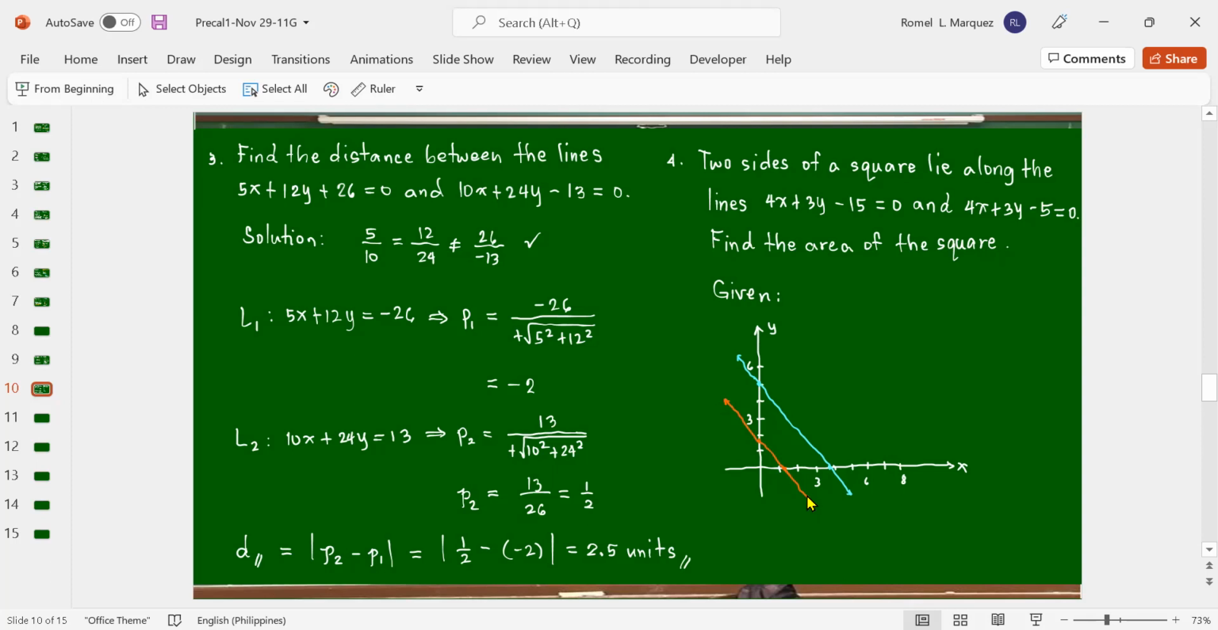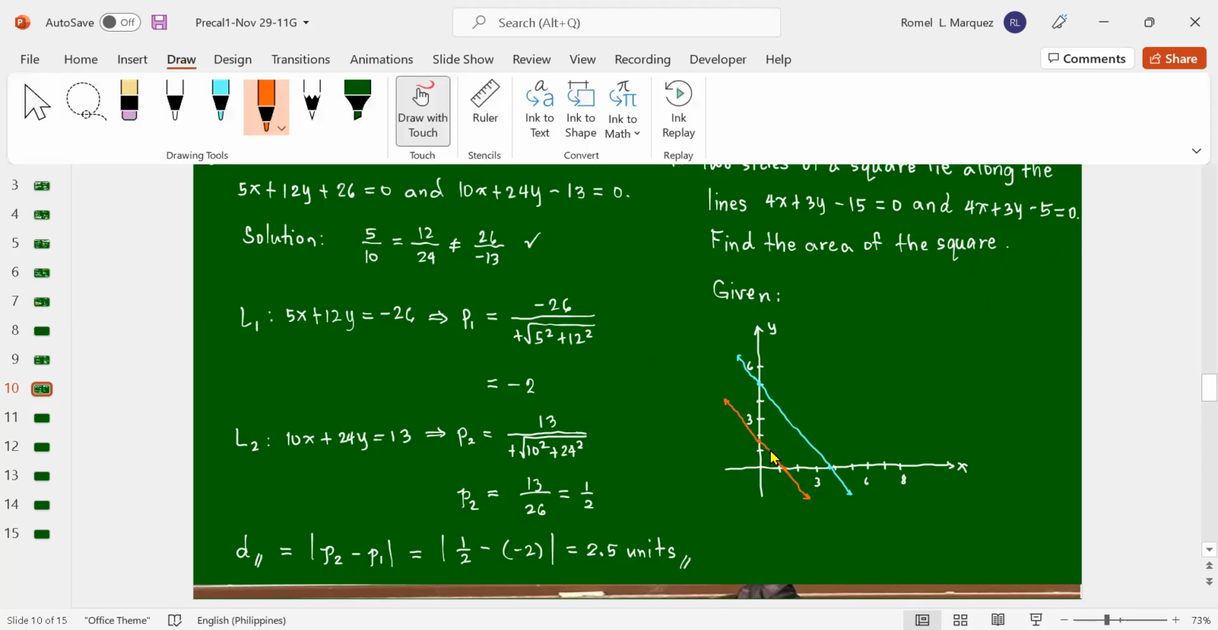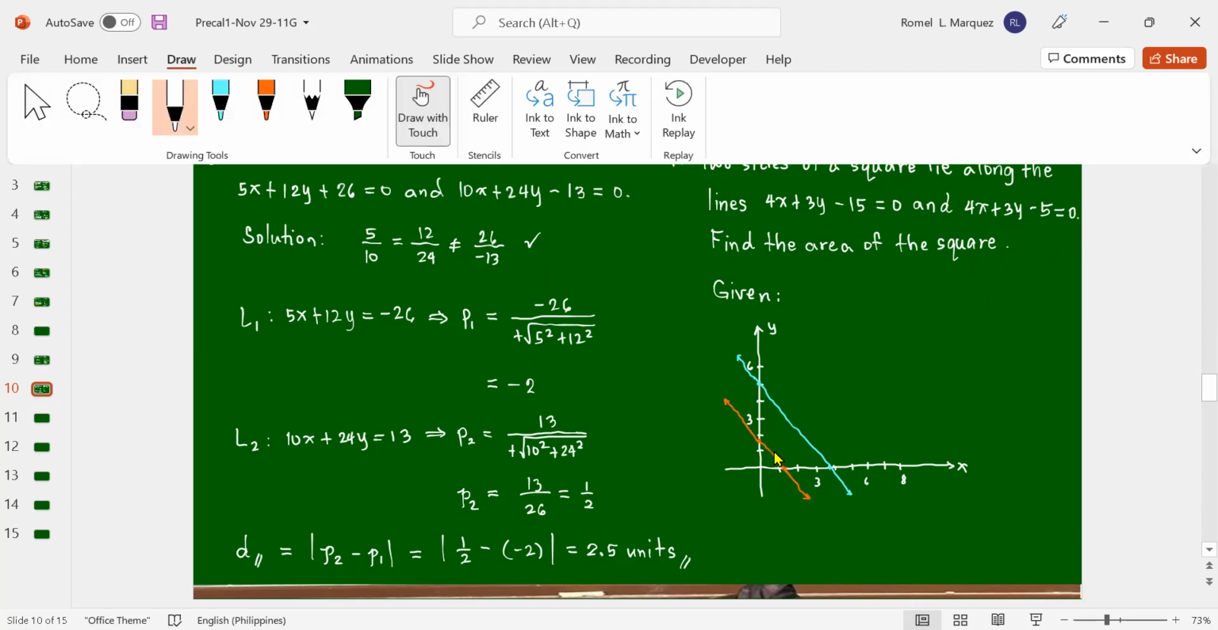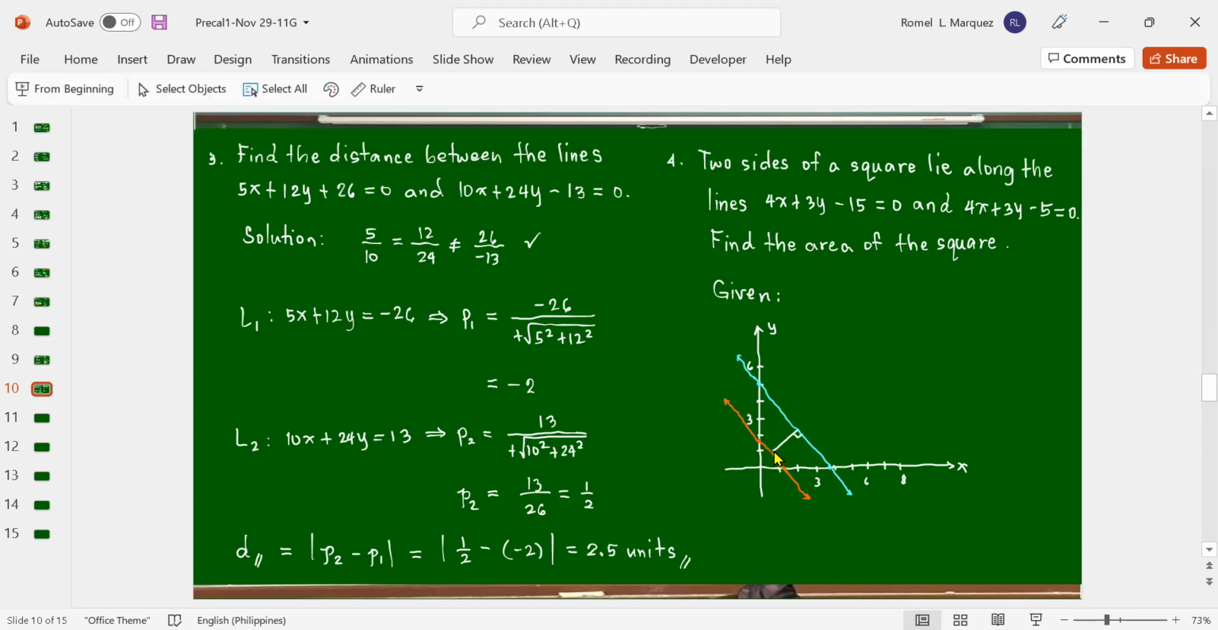They are parallel, right? If you check, 4 divided by 4, 1. 3 divided by 3, 1. Negative 15 divided by negative 5, positive 3. So the first two ratios are equal, not equal to the third. So parallel. Okay? So how far are they from each other? What is this distance? That will be the side of the square.